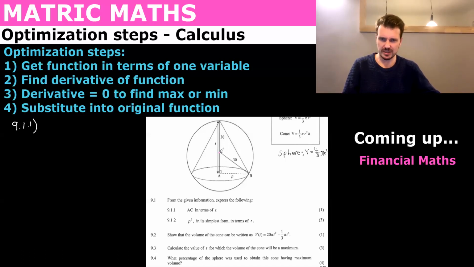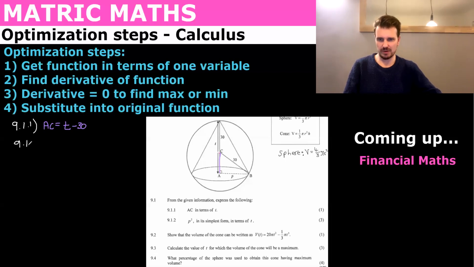Well, AC is this line here, so let's just maybe draw that in purple. So we've got AC in terms of T. Well, this is 30, and this whole thing is T. So AC must just equal, the whole thing is T, so it must just be T minus 30, because if this whole line is T, then AC must be T minus 30. Okay, so already we've got 1 mark, so we're happy about that. And let's just keep going.